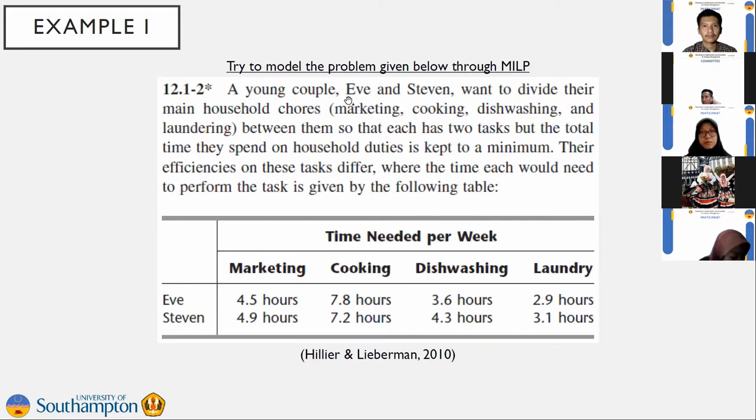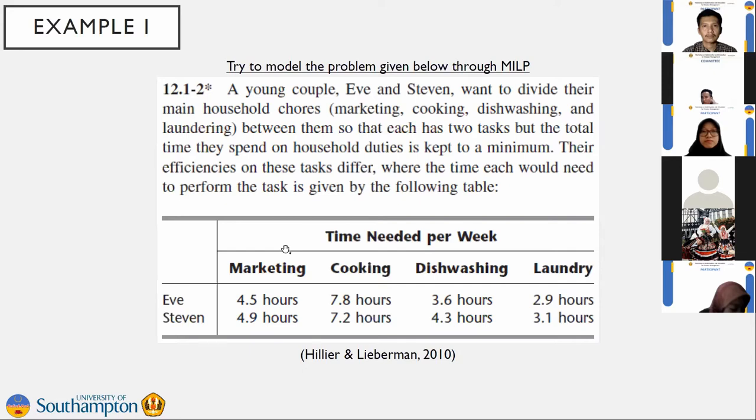And here you can also read the question. So let's say there's a young couple consisting of Eve and Steven. They want to share jobs. They have 4 chores that they have to do: marketing, cooking, dishwashing, and laundry. They would like to share the tasks among them, and each person has 2 tasks. Let's say Eve is doing cooking and dishwashing, or probably Steven is doing marketing and laundry. Each person has to have 2 tasks.